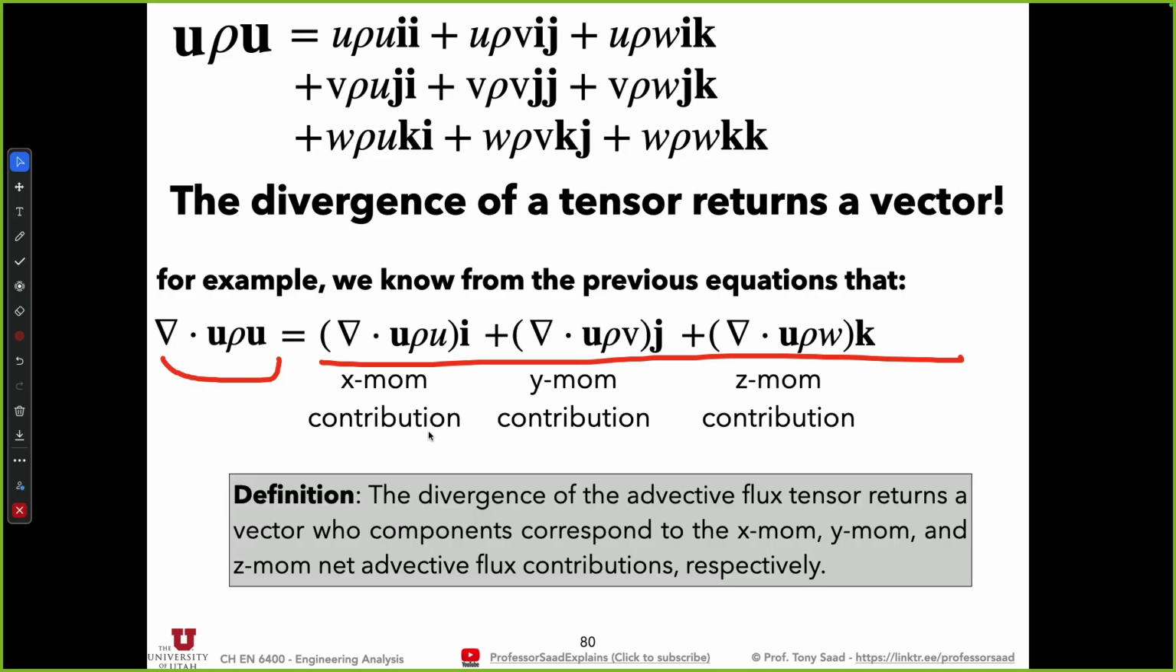So then, indeed, the divergence of a tensor should return a vector. And specifically, there's a definition that I'm going to call you upon. The divergence of the advective flux tensor returns a vector whose components correspond to x, y, and z momentum net advective flux contributions respectively. So this divergence of the advective tensor returns a vector. The first component contributes to the x momentum advective flux. The second component contributes to the y momentum advective flux. And the z component of this vector contributes to the z mom convective flux.